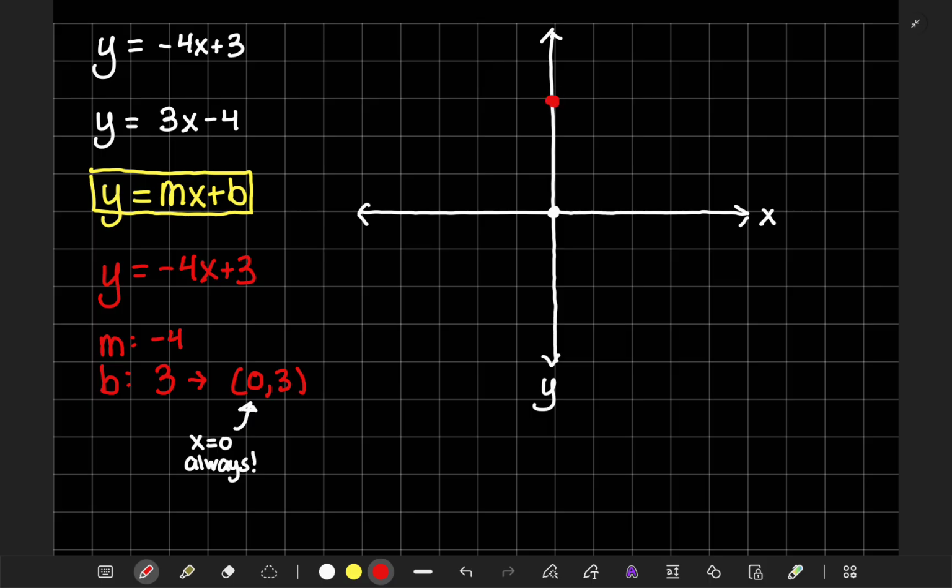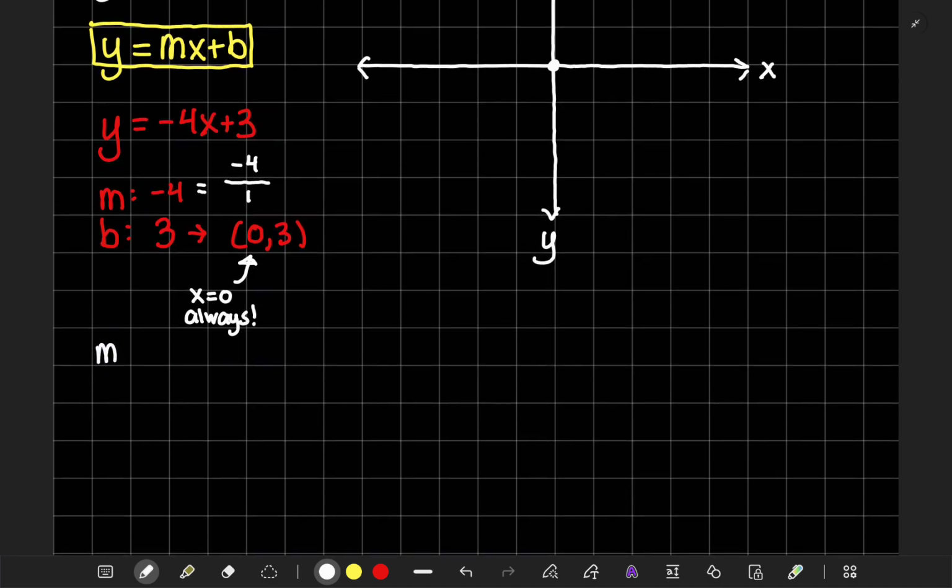What I'm now going to do is try to find other points. But how am I going to find other points? Well, luckily, I'm going to make this negative 4 into a fraction. Normally, when it's a whole number like this, I can make it negative 4 over 1. What's the point in that? Well, the point is that it tells us whether or not it goes up or down. So I'm going to write down the slope again. So m equals negative 4 over 1. Because negative 4 is on the top, it's going to tell us if it goes up or down. And then the 1 on the bottom tells us if it goes left or if it goes right.